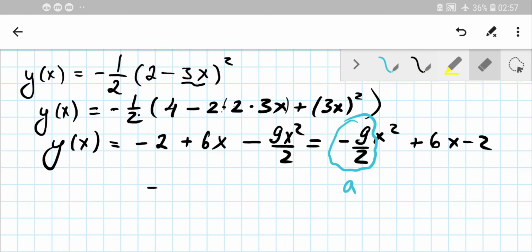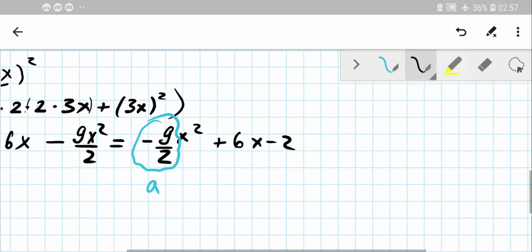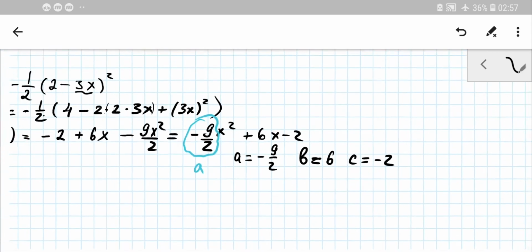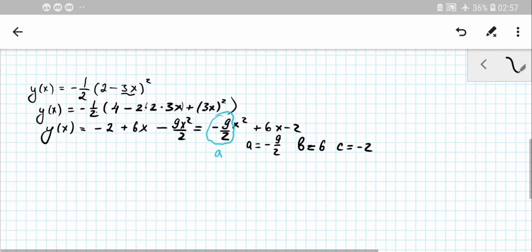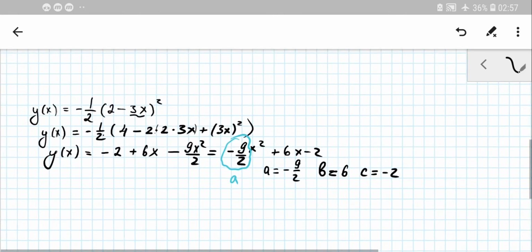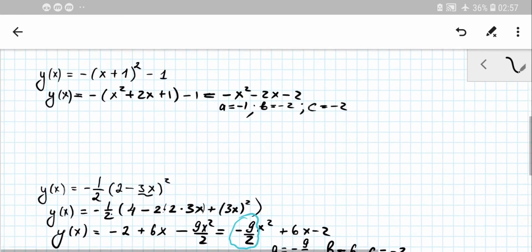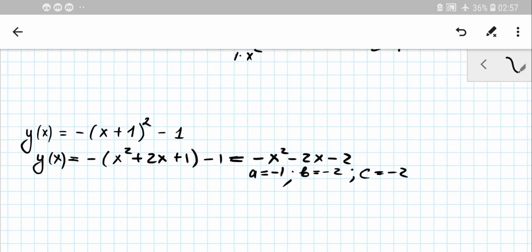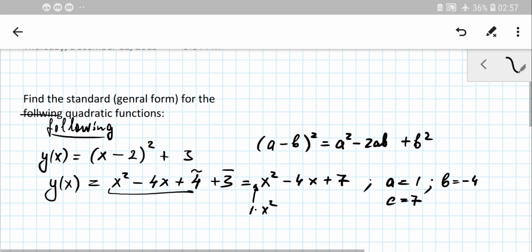So I erase that because we don't need it, and we simply use a coefficient as negative 9 over 2. The b coefficient is simply 6, and the c coefficient is negative 2. All right, that was pretty short. Hope you guys enjoyed that. Let's compare the answers. That's for the last one, this is for the previous one, and that's for the first.